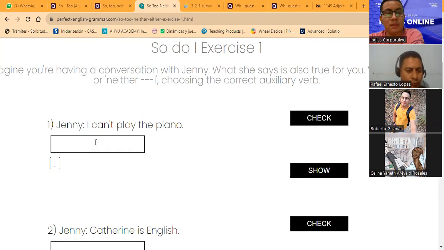Jenny says, I can't play the piano. How do you express agreement using the given structure? You can say, so do I, or neither do I. Oh, but that will depend on the auxiliary. Verbo auxiliar, teacher.